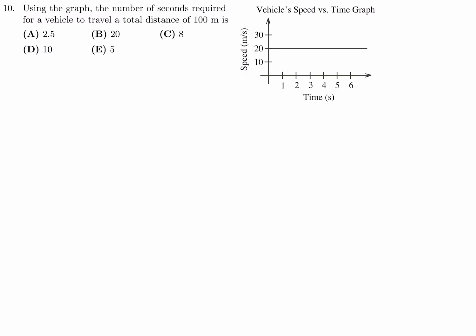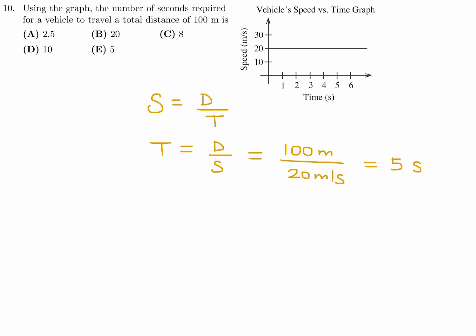Using the graph, the number of seconds required for a vehicle to travel a total distance of 100 is, well, speed is equal to distance over time, and any variation of this formula is also applicable, like time is equal to distance over speed. And our distance they want is 100 meters, and the speed, as you can see from this graph, is always the same. It's always 20 meters per second. So put that over here. And therefore 100 divided by 20 is 5, and it will be 5 seconds. So number 10, the answer is E.